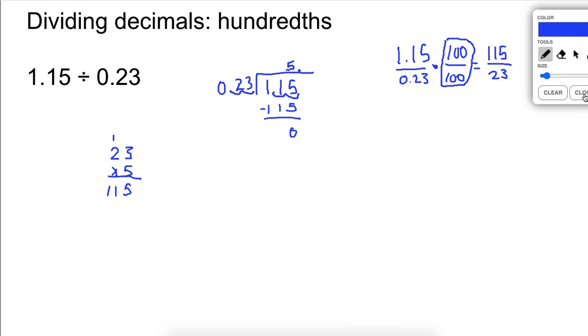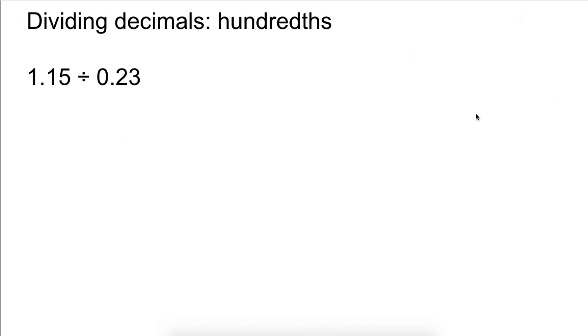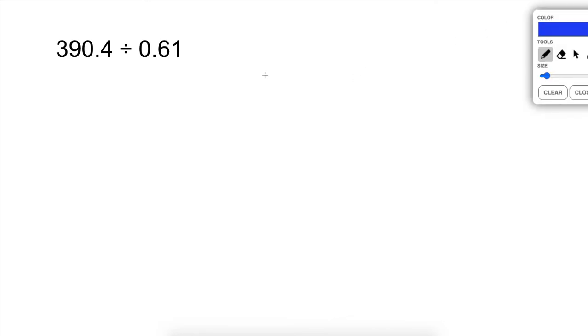Okay, so let's go ahead and look at the next one here. We set it up the same way. We set up our division problem again. The number out front is what goes underneath the bracket. If you think you can do this, go ahead and pause the video and try it on your own. I encourage you to always do that.